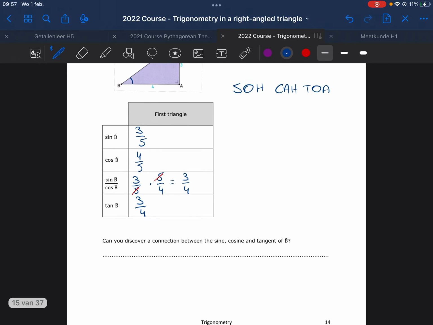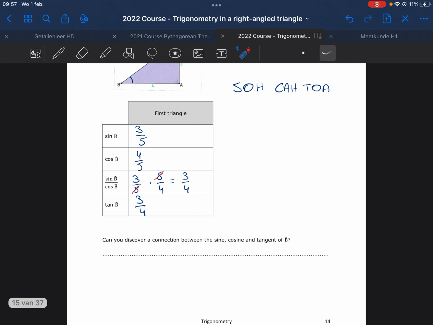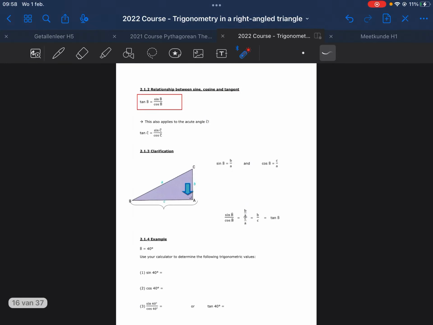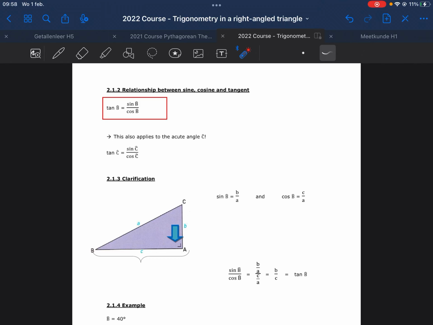Well, what did we just discover? Well, that if we divide the sine by the cosine of an angle, we end up with the tangent of the angle. So you might want to formulate that in your own words right here. In symbols, you can see this on the next page, so you might want to mark this. This is what you're going to have to remember, because we're going to be applying this in exercises.